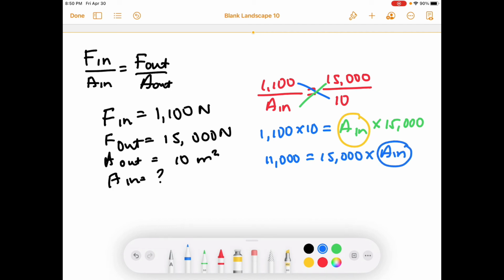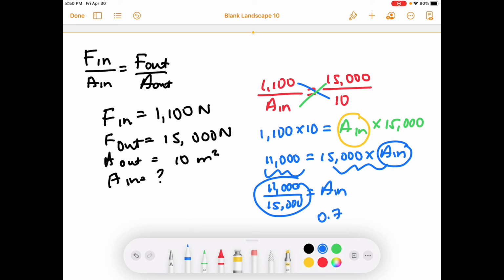Now we have to get An by itself. Since we're multiplying on this side, we have to divide on this side. So it'll be 11,000 divided by 15,000 to get An by itself. If we simplify this, we get 0.73 equals An. And don't forget the unit, which is going to be meters squared.